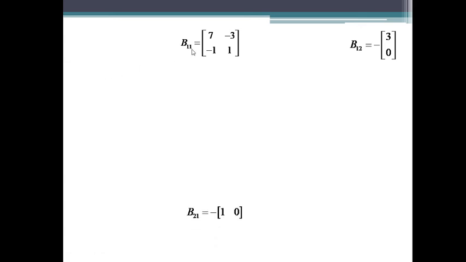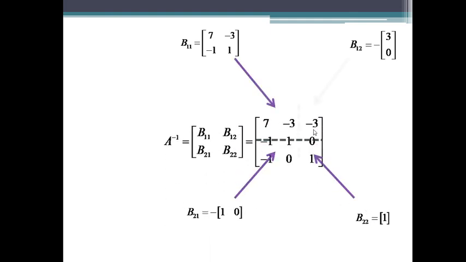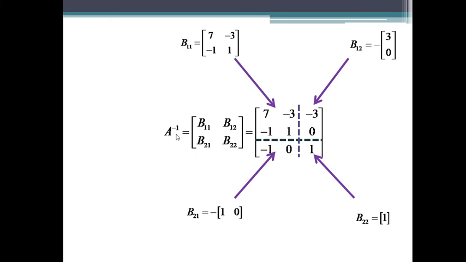here these B11, B12, B21 and B22 values are these. We substitute these values and write down the A inverse. A inverse, that means we write down the complete value. Then B12, B21 and B22, which is the required matrix or inverse of the matrix by partitioning method.